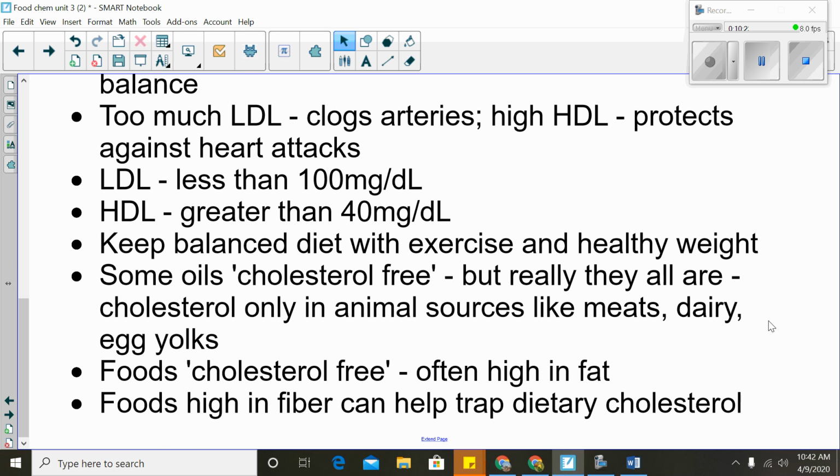Some oils are considered cholesterol-free, but really they all are, because cholesterol is only in animal sources like your meats, your dairy, and your egg yolks. You're not going to find it in your oils. Foods can be considered cholesterol-free, but they're often high in fat to keep the flavor. Foods high in fiber can actually help trap your dietary cholesterol and bring that down. So it's just a question of how well you control your diet, and you just need to know if you actually have a problem or not. Okay, so that's cholesterol explained.